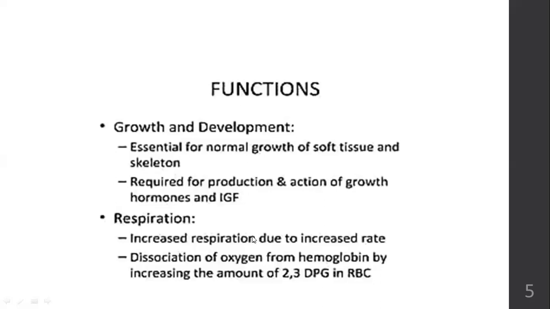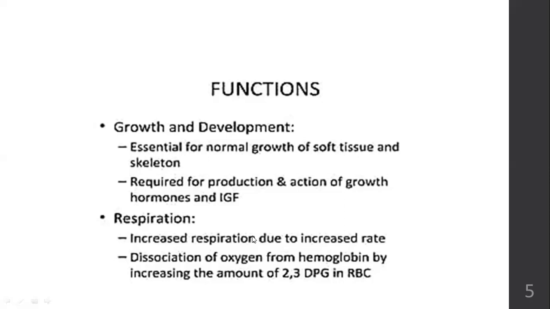Growth and development, it is essential for normal growth of soft tissue and skeletal tissue. So mothers who are taking iodine medications or thyroid suppressing medications during pregnancy, okay, it will affect their infants. The infant may suffer from growth retardation. Okay, now small babies who are deficient in iodine will not produce enough thyroid hormone, and it will affect their growth. Okay, the children may undergo growth retardation, mental retardation, physical growth retardation if they do not produce enough thyroid hormone. It is required for production and action of growth hormones, and even IGF.